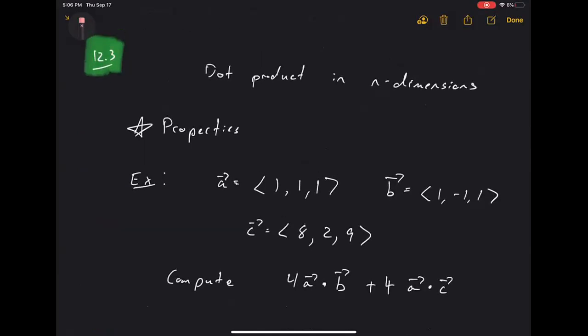Okay, moving on to 12.3. Dot product. I'd like you guys to be able to do dot product in n dimensions. Pretty much everything in this course, they always talk about 3 dimensions, R3, but 99% of this stuff can be done in any dimension. Doesn't matter if it's 1, 2, 3, 15, whatever.